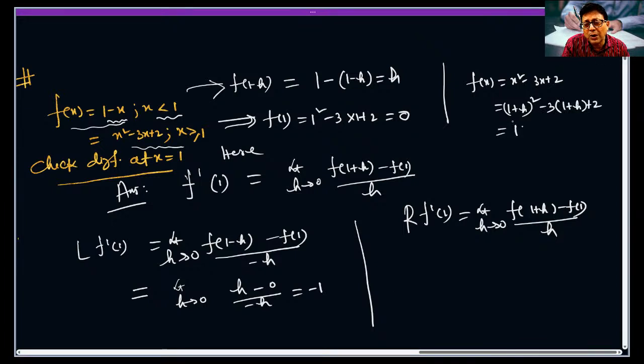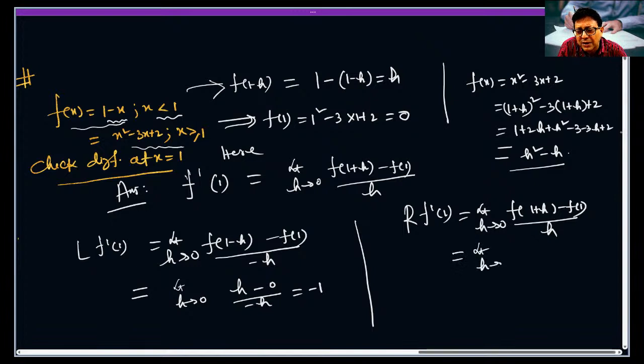So, this is 1 plus 2h plus h square. So, the answer will be h square minus h, isn't it? We'll just put it there. So this you write, h square.